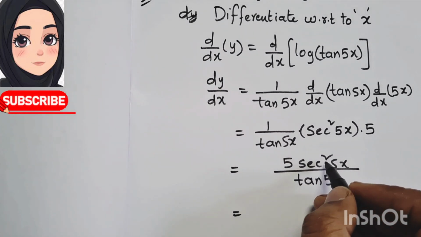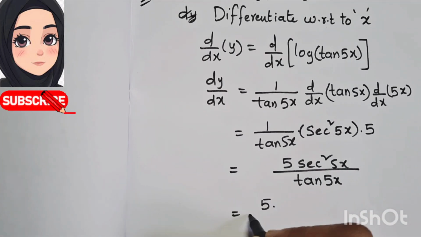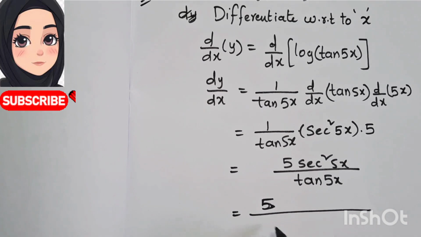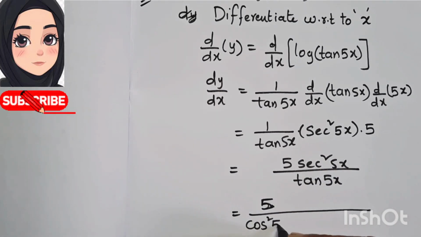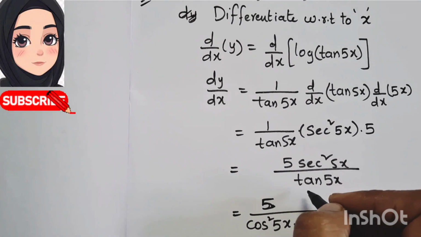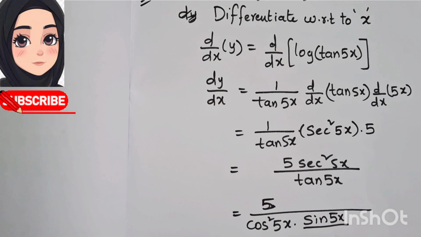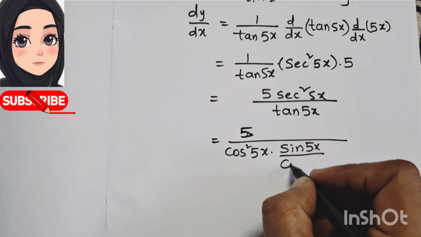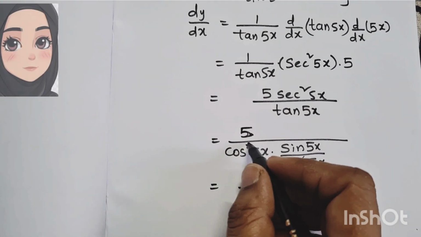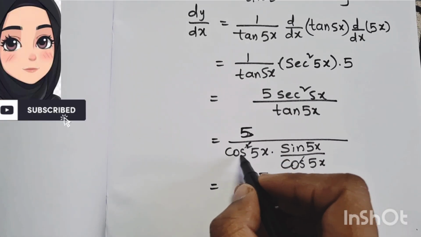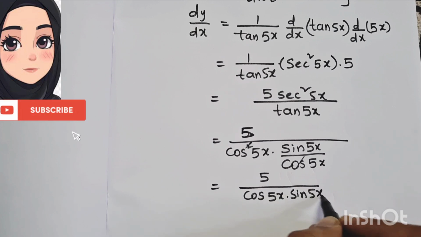Now we can write sec square as 1 by cos square. So 5 by cos square 5x, and tan can be written as sin 5x by cos 5x. Take this cos 5x, a single term cos 5x cancels. What remains is cos 5x into sin 5x.